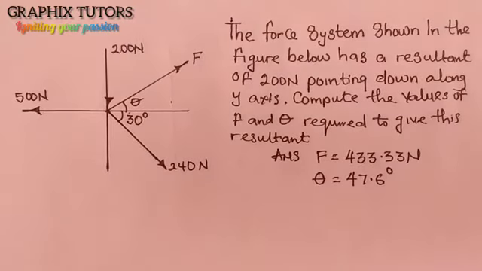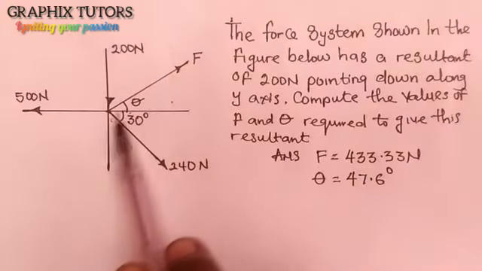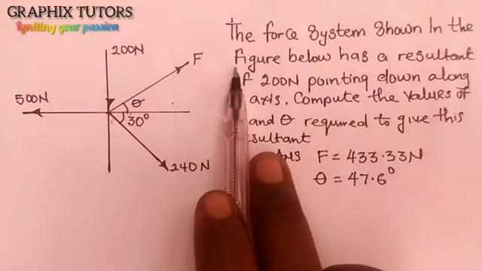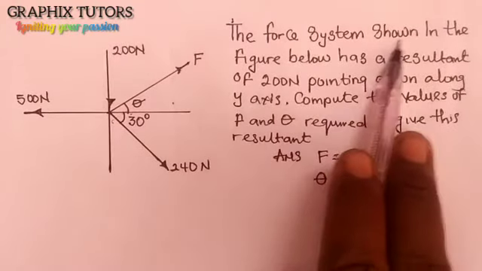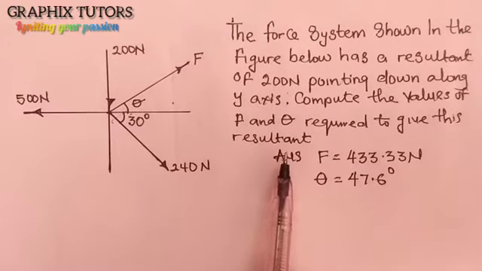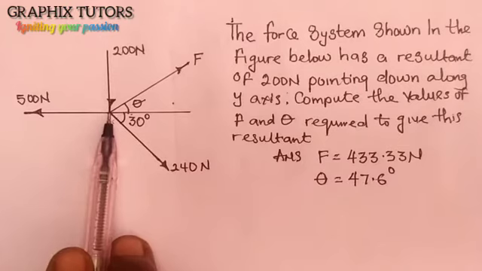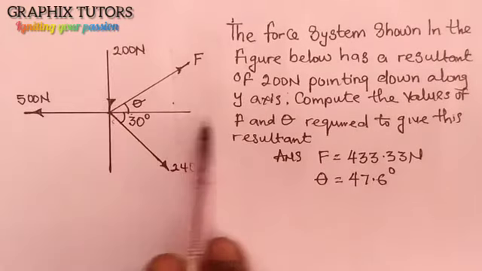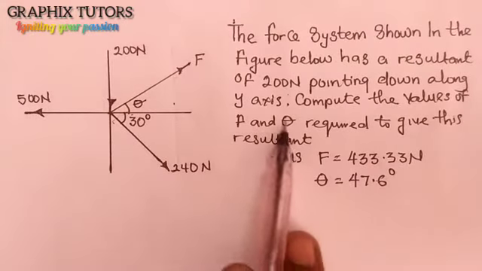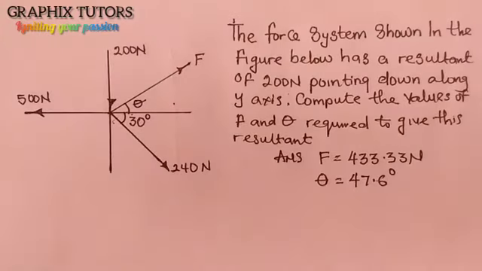Solve a question in concurrent and coplanar force, but in this case we are told to look for the force and the theta of this vector here. Now the question goes like this: the force system shown in the figure below has a resultant of 200 Newton, pointing downwards along the y-axis. Compute the value of force and theta required to give the resultant force.